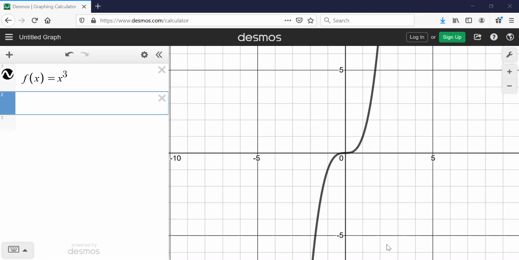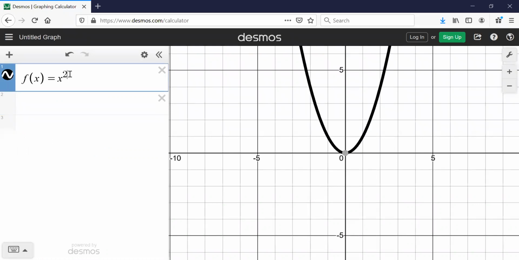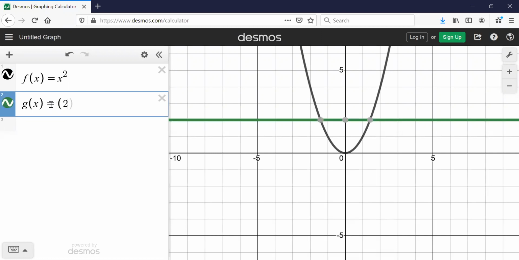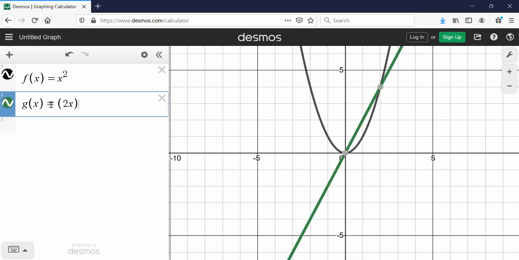Actually, sorry, I'm not going to do x cubed. I'm going to change this to x squared. Let's see what happens when we multiply by 2 on the inside of the function. So this is going to be a new function. I'll call it g of x equals, on the inside of the function, I'm going to make 2x, and square that.